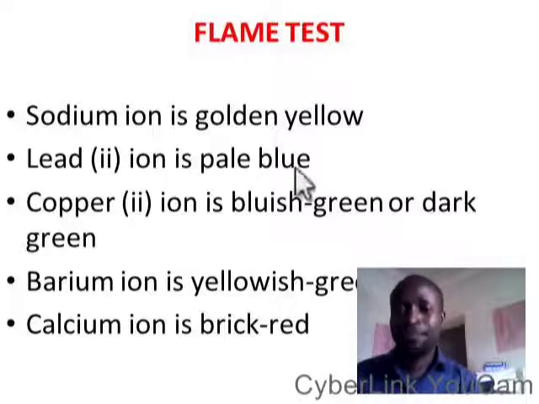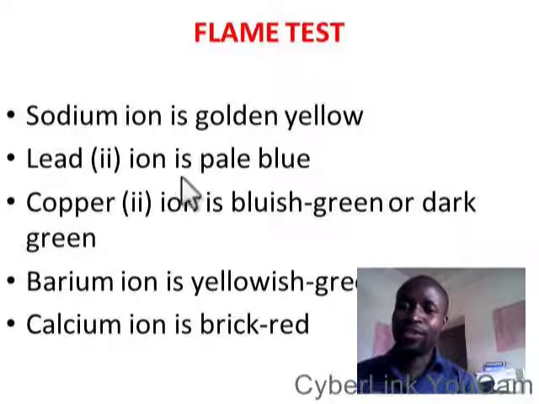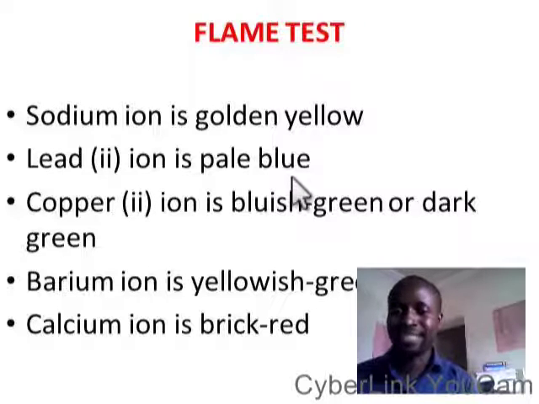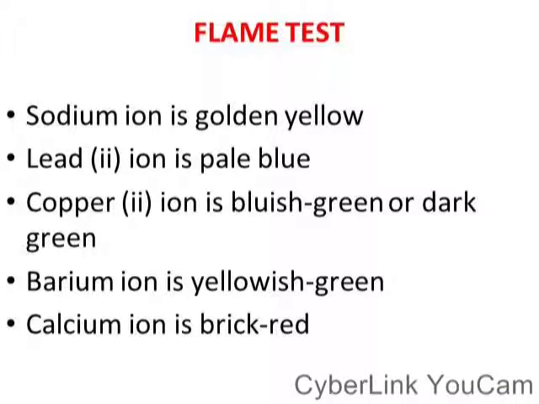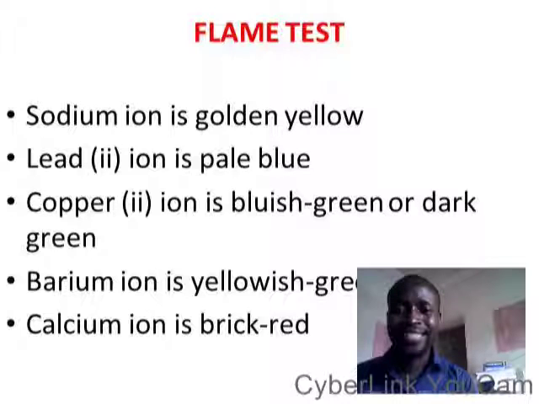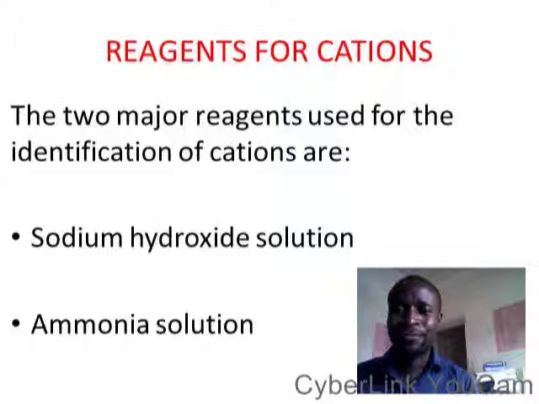Now, with flame, sodium will give a golden yellow. Lead ion, or lead 2 ion, will give a pale blue when it is heated. Copper 2 ion will give a bluish green or a dark green coloration when it is heated. Barium ion will give a yellowish green color. Calcium will give a brick red color when heated. Please, you can pause the video to write it down.